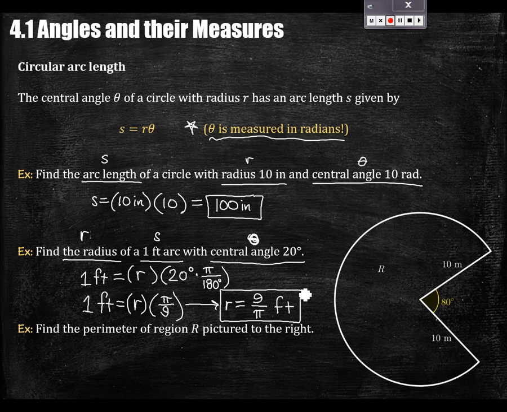Wait, so how should we write the final answer? That's a great way. 9 over pi. No, I'm saying feet for the next one. So it'll be in meters. Yeah, but pi's are not units. Pi's a number.